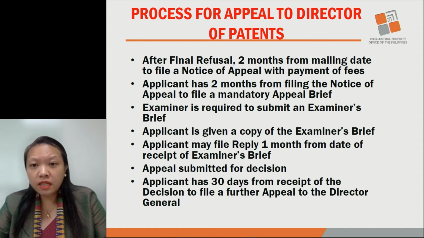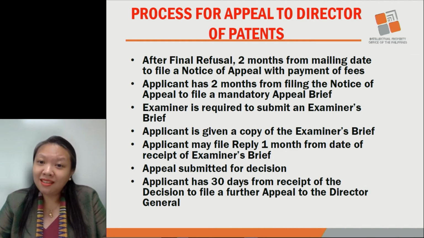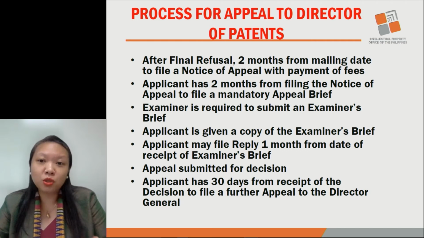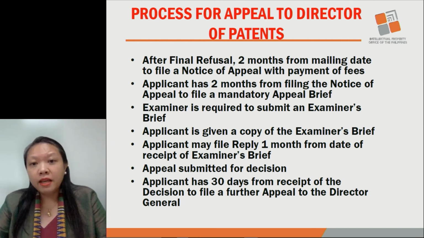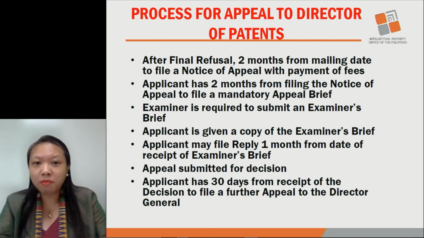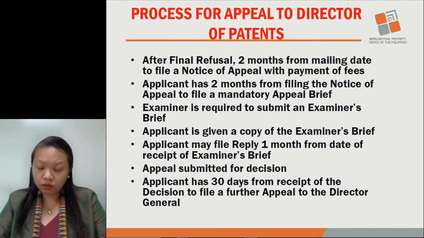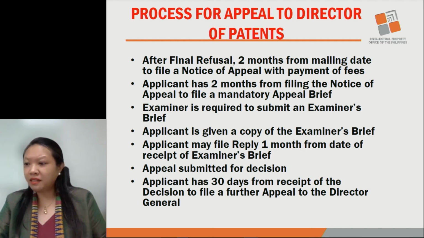If the decision is to grant the appeal, then it is returned or remanded to the patent examiner. So there is no need for appeal. However, the decision may be to deny the appeal and therefore uphold the final rejection. The applicant can now file an appeal to the Director General, and so on and so forth. If it is also denied by the Director General, then it can go up to the Court of Appeals and then the Supreme Court of the Philippines. This process applies also to utility models. Next slide, please.